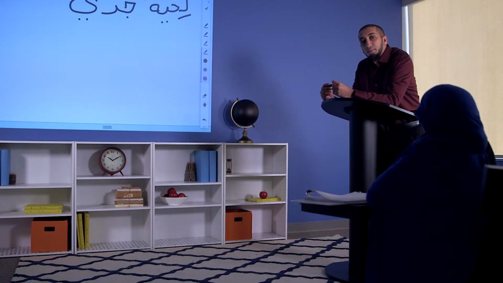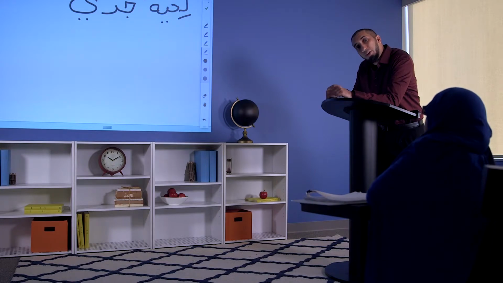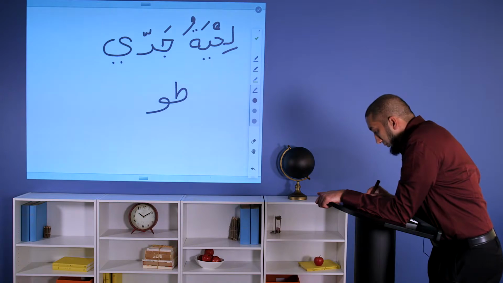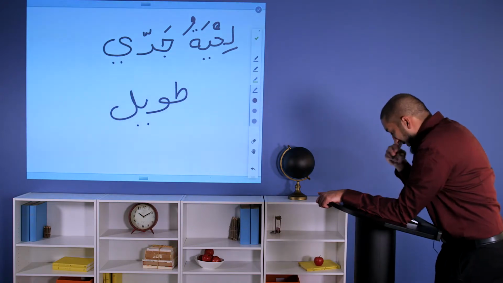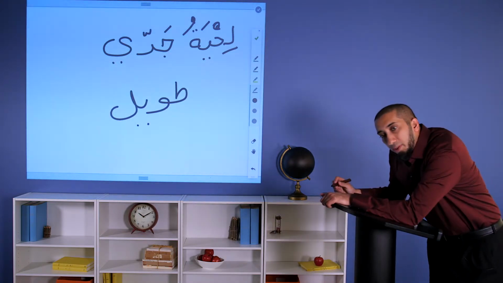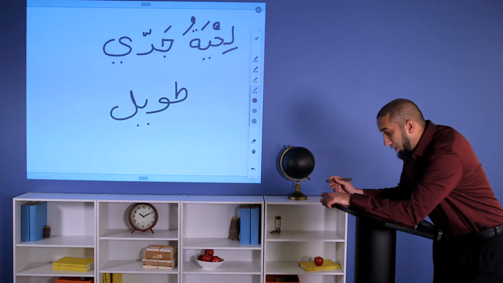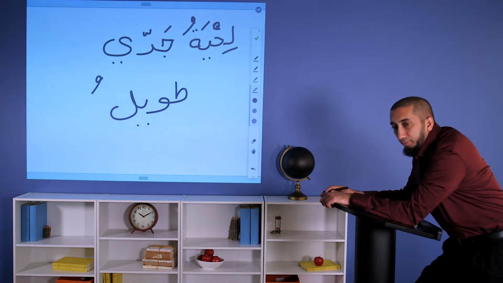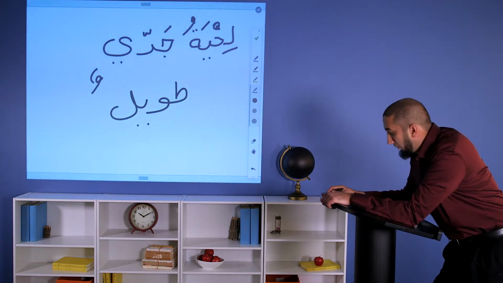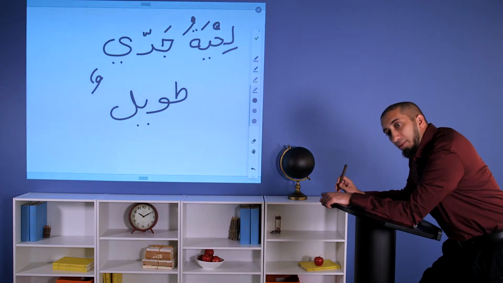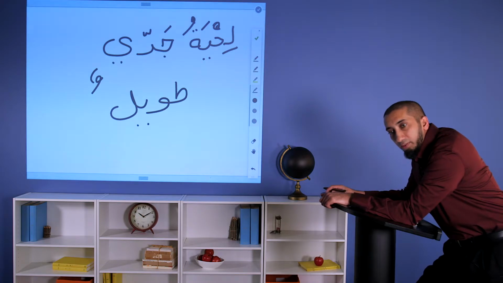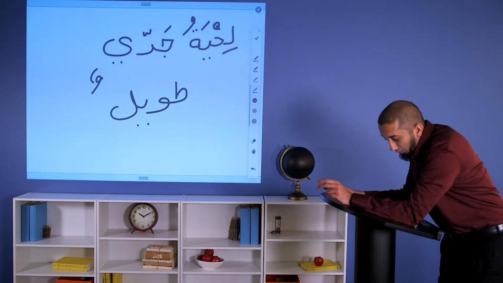What do you know about the mawsoof and the sifah? They have to match in the same four properties. So now you're going to write the word long, which is tawil. I'll write the word tawil here. But I want to match it in how many properties? Four. So what should the status be? Rafa, so I'm going to make it rafa. What's the next property that should match? Number. It's singular already, so that's fine. So rafa matches and singular matches.